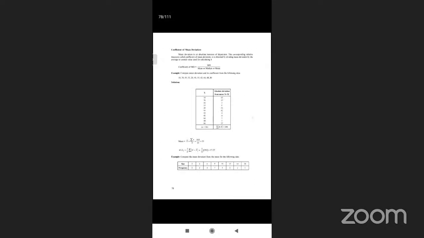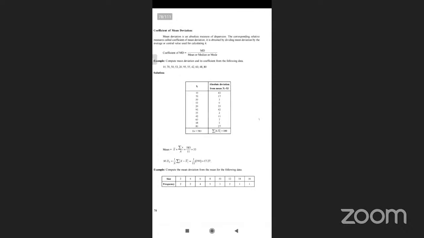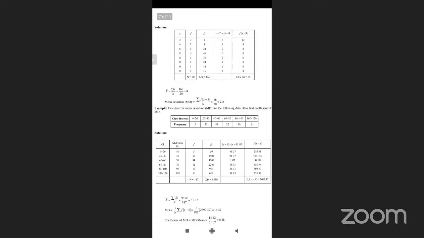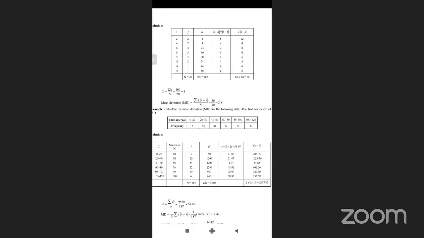Now going to the second problem. See, second problem: compute mean deviation about mean. Compute mean deviation from the mean for the following data. So 2, 4, 6, 8, and so on. Here you can see the solution. X is equal to 2, 4, 6, 8, 10, 12, 14, 16. F is given.